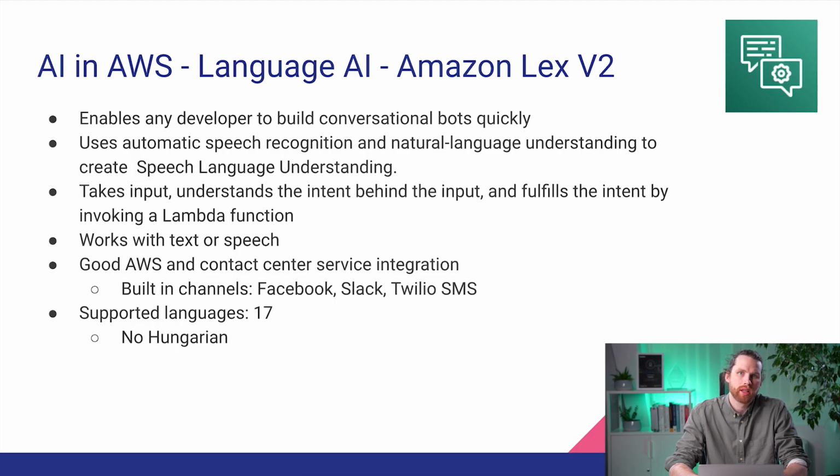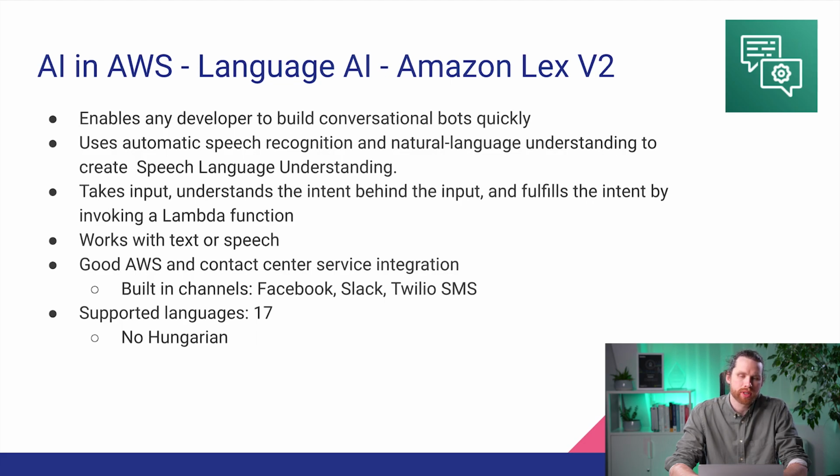It has 3 built-in channels that you can use off the shelf. These are Facebook, Slack, and Twilio SMS. But you can also integrate your own chat application via the AWS SDK, or basically the AWS API. That's what we did, by the way, yesterday in the demo application.